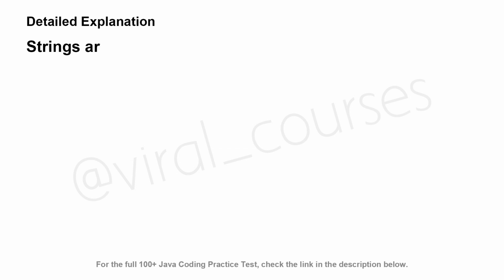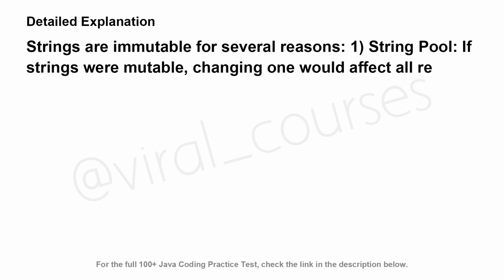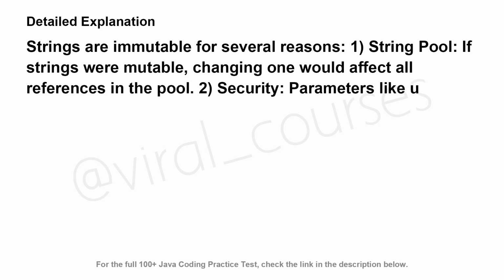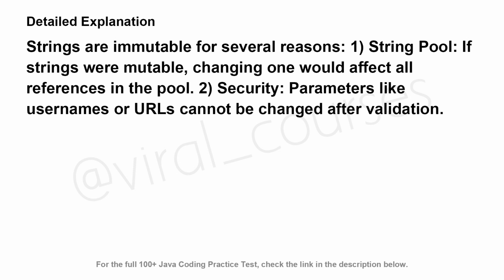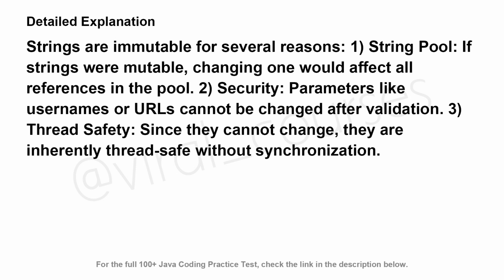Strings are immutable for several reasons. 1. String pool. If strings were mutable, changing one would affect all references in the pool. 2. Security. Parameters like usernames or URLs cannot be changed after validation. 3. Thread safety. Since they cannot change, they are inherently thread safe without synchronization.